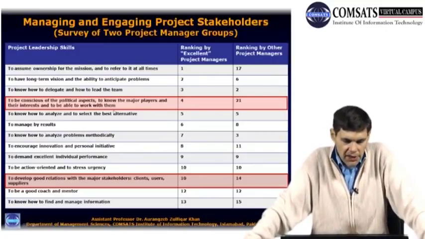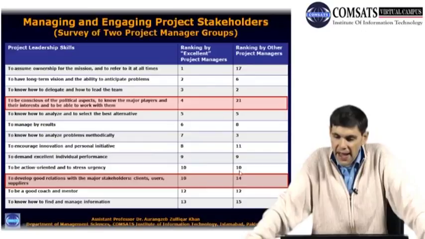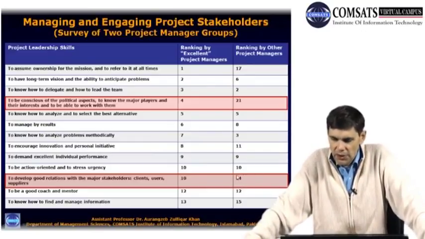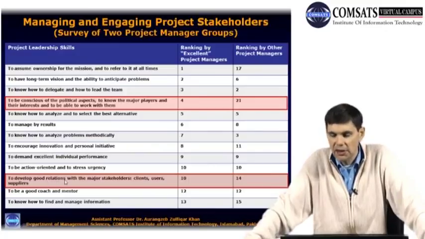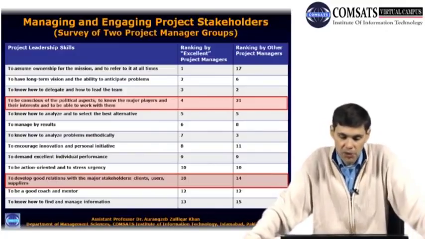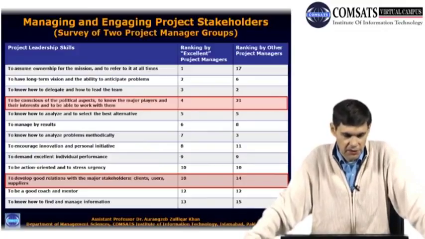Now, if you look at these red ones over here, to develop good relations with the major stakeholders, clients, users, suppliers. Now the excellent project managers, the group of excellent project managers, they have ranked this on 10th position. To develop good relations with the major stakeholders, clients, users, suppliers. The average project managers, who are not as good as the excellent project managers, they have ranked it on the 14th position. So the excellent project managers have given the stakeholder relationship aspect a higher level of importance for the success of projects.